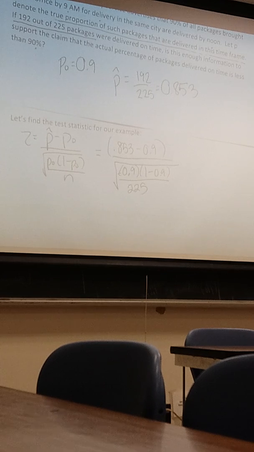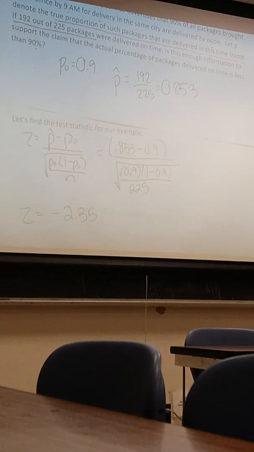I got -2.35. I also got -2.35. So if you're getting something else, check your calculator usage. What we should get, our test statistic, is -2.35. So for these hypothesis tests, at the end of step two, because we're still on step two, we're going to come up with a number, this test statistic.